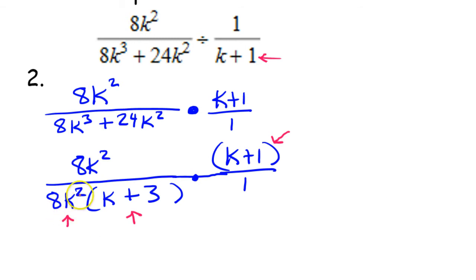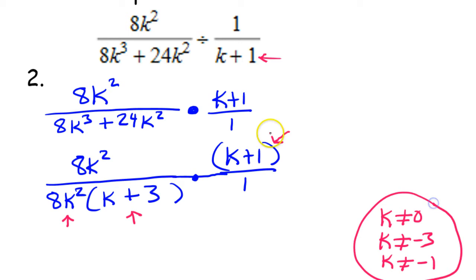From the 8k squared, I know that k cannot equal 0. Alright, this monomial can't equal 0, so that means k cannot equal 0. If I set k plus 3 equal to 0 and solve, I'm going to find that k cannot equal negative 3. If I set k plus 1 equal to 0 and solve, I'm going to find that k cannot equal negative 1. So these are my 3 restrictions. Okay, so notice you can't just look at the denominator after you multiply by the reciprocal. You have to also look at the denominator that you had in the original problem.